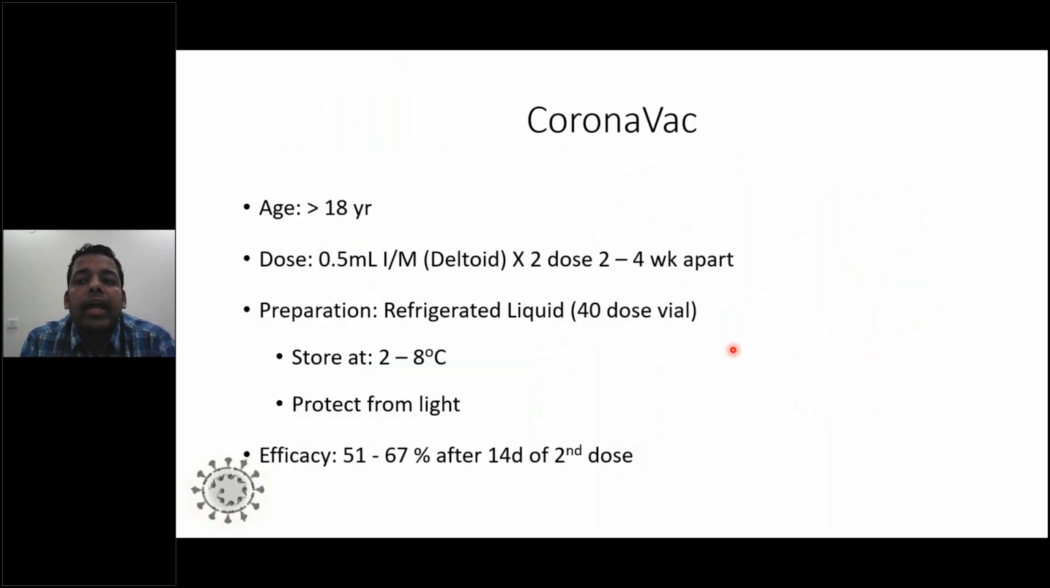This vaccine has been approved for more than 18-year-olds. Its dose is 0.5 ml intramuscular in the deltoid region, 2 doses, 2 to 4 weeks apart. Its preparation is a refrigerated liquid containing a 40-dose vial. It can be stored at 2 to 8 degrees Celsius, but has to be protected from light. And its efficacy has been found to be 51 to 67% after 14 days of the second dose.